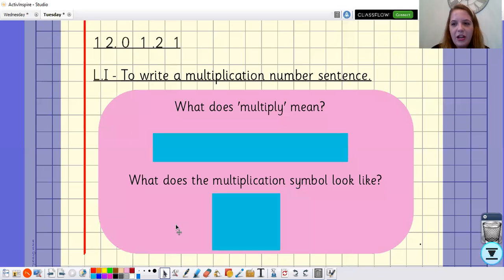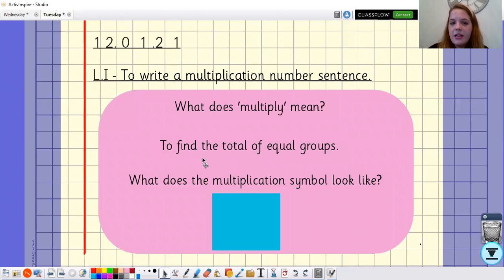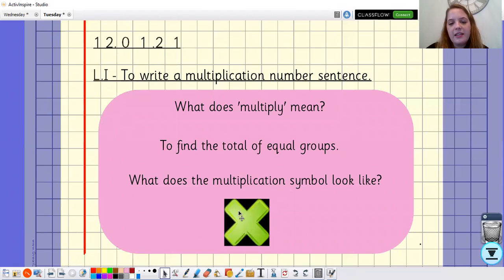Okay, so let's have a look first of all at the keywords we're going to need. So first of all, what does that word multiply mean? Pause the video now and have a little think. What does that word mean? Okay, so the word multiply means to find the total of equal groups. And then, what does the multiplication symbol look like? So when we're writing a multiplication number sentence, what does that symbol look like? So it's a cross. So as we can see here, like an addition symbol turned on its side.